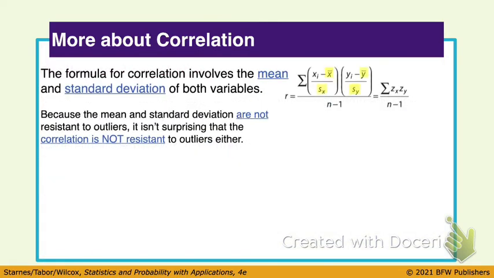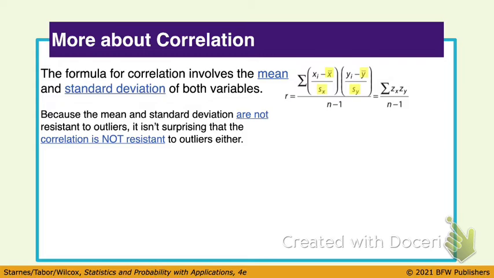So again, the formula for correlation involves the mean, which is X bar and Y bar, and the standard deviation, which is S sub X and S sub Y, for both of the variables. Back in chapter 1, we talked about the mean and the standard deviation as being not resistant, meaning that if I change extreme values, the mean and the standard deviation are also going to change. So the mean and the standard deviation are not resistant to outliers.